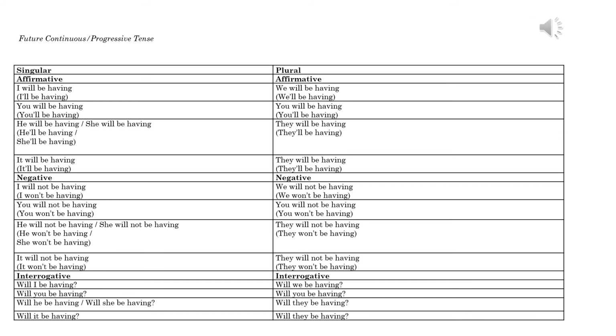Future continuous or progressive tense. Affirmative. I will be having. I'll be having. You will be having. You'll be having. He will be having. She will be having. He'll be having. She'll be having. It will be having.